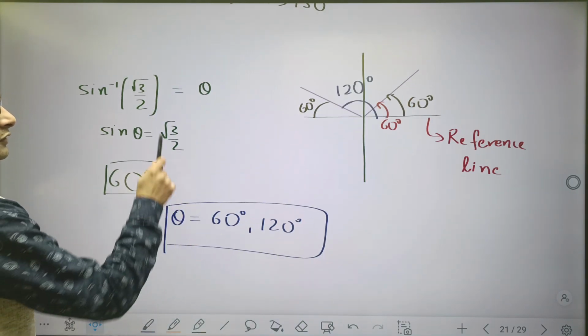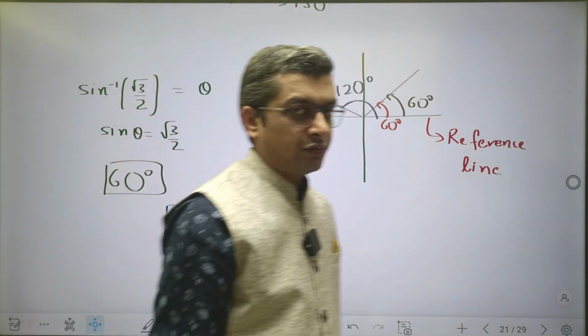It means that sine 60 is root 3 by 2 and sine 120 is root 3 by 2.